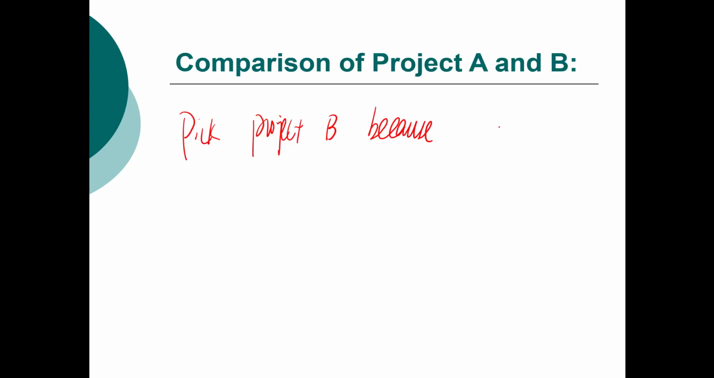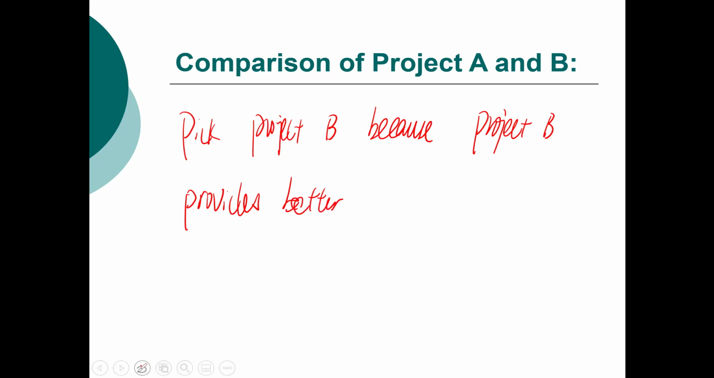So project B provides better average return, which is a better project. Yep, so that's how you compare different projects based on the expected value.